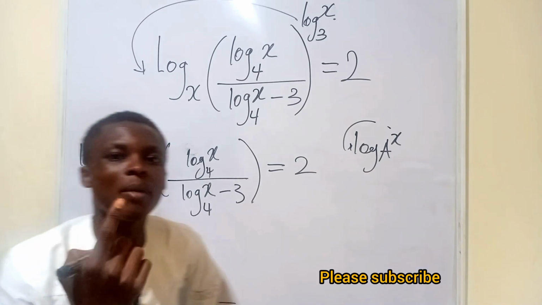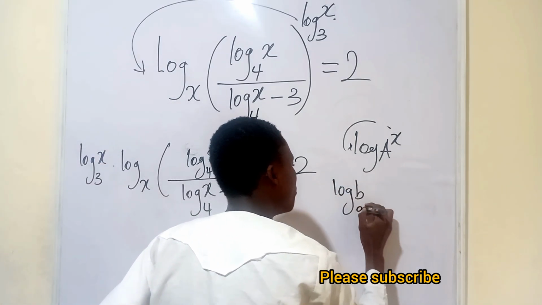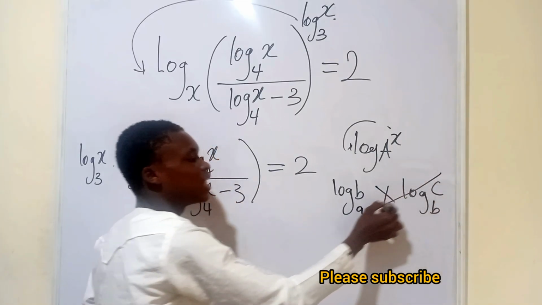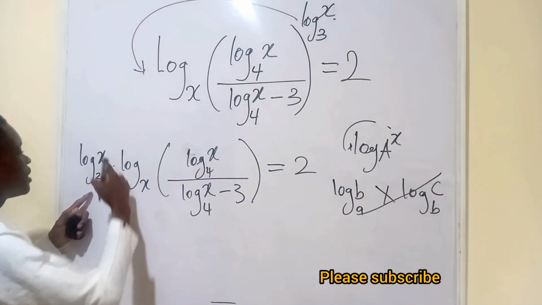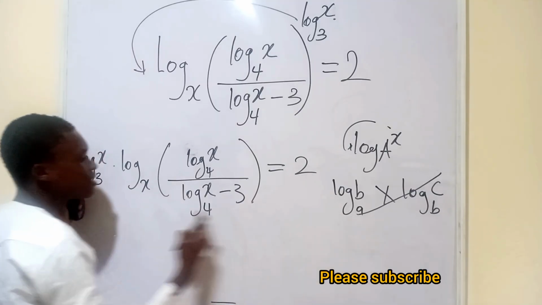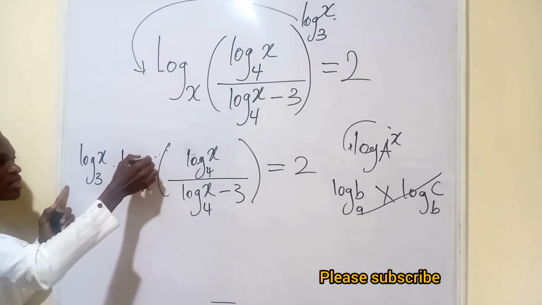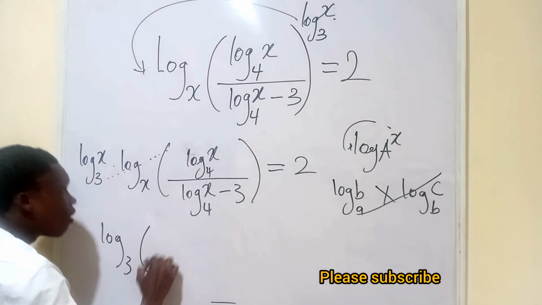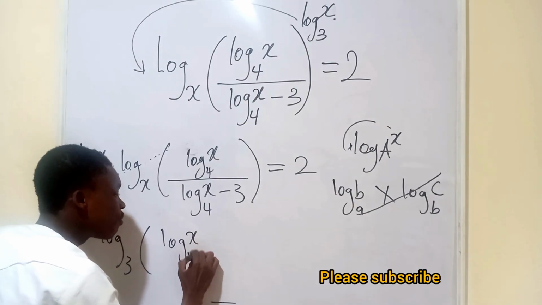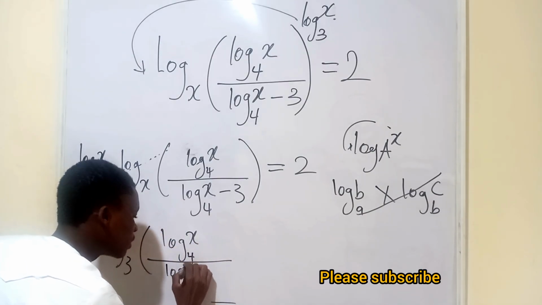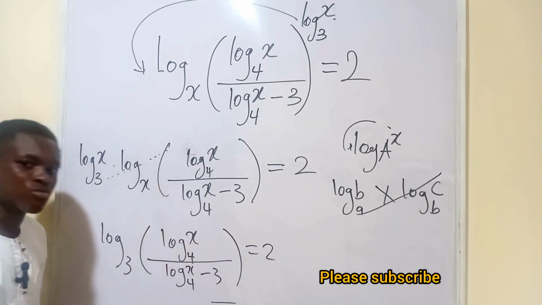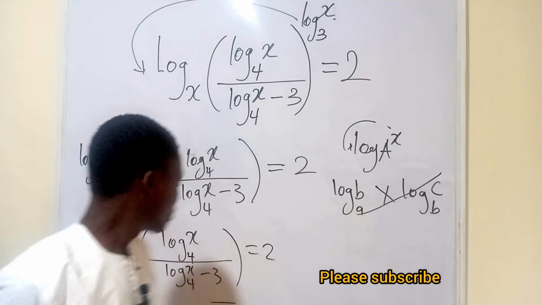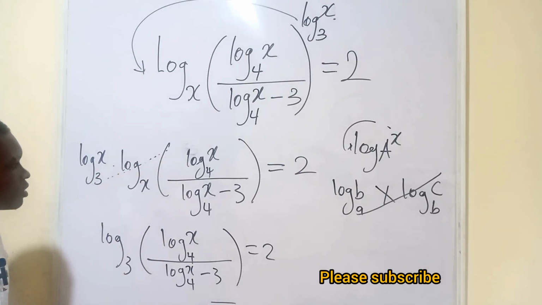So from here, we are going to remember this law. If we have log b base a times log c base b, what will happen? It will form a diagonal row. That means we are taking it diagonal like this. Since this log here looks like this problem, it will form a diagonal. If we take this, we'll have log base 3 of log x base 4, all over log x base 4 minus 3, and this equals 2. From this law, we take this and this becomes the log, and this becomes the base.